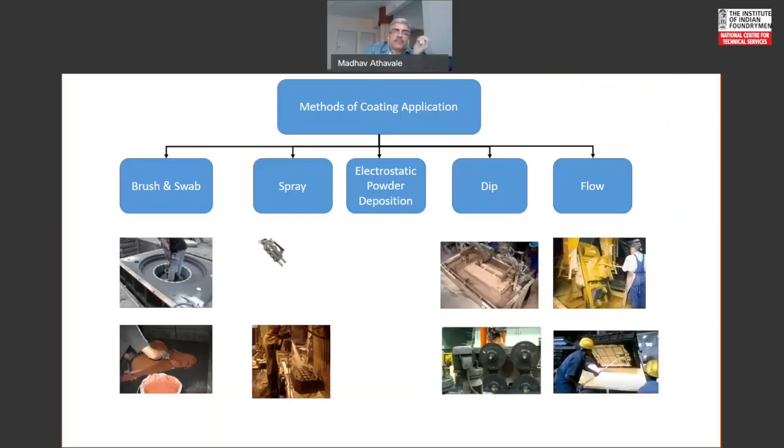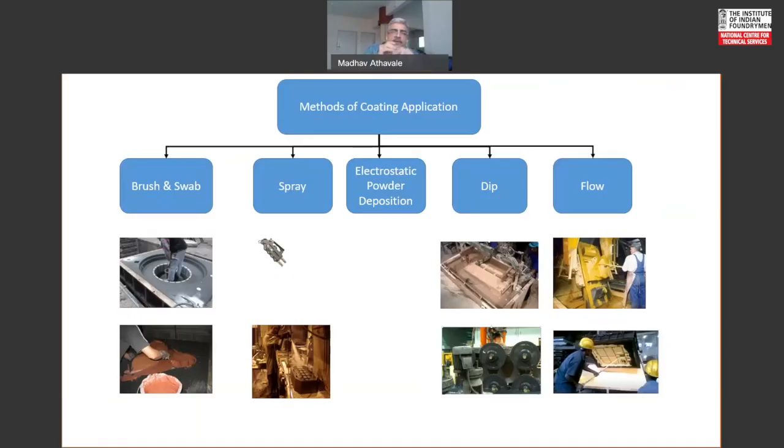Now, here are 5 different ways in which the coating can be applied. One is brush and swab, which is most commonly used for medium and large size molds, where the numbers will be limited. Spray is generally used where the production is on a higher side, though it can also be used in jobbing, but more commonly used in slightly higher production levels. The numbers are more.